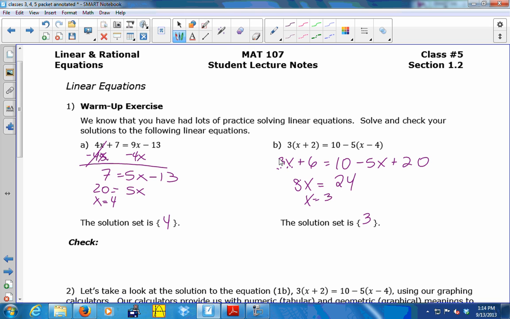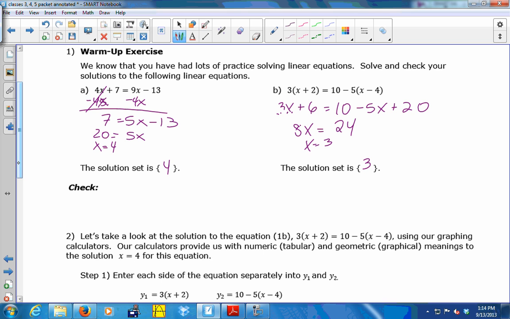Okay, and it is a good habit to check your answers, because when you're solving an equation, there's no excuse to unknowingly get it wrong, right? You can always go back, plug your answer in, and make sure that the equation is true.